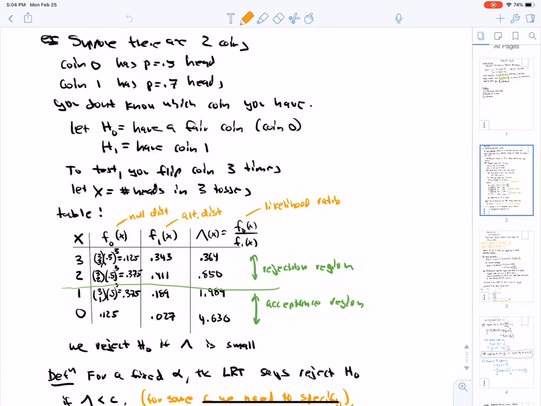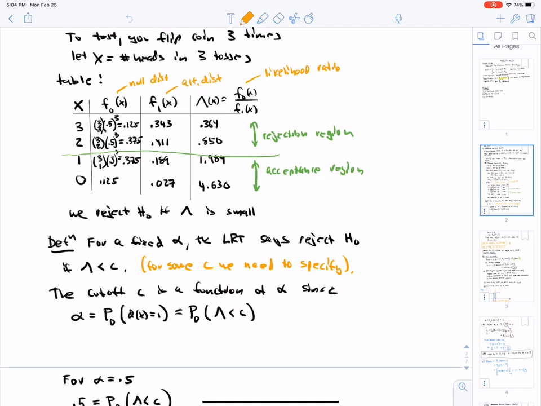So suppose there are two coins. We have coin 0, which has p equals 0.5 for heads, and coin 1 has p equals 0.7 for heads. We don't know which one we have. We choose the null to be the status quo, which is that we have a fair coin, in other words, coin 0, and H1 is the alternative. So to test, we flip the coin 3 times. X is the number of heads in the 3 tosses. We make the following table.